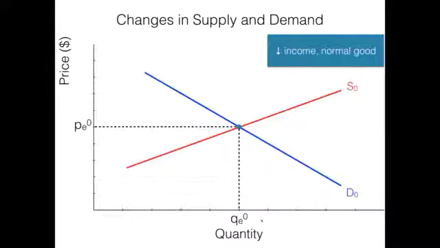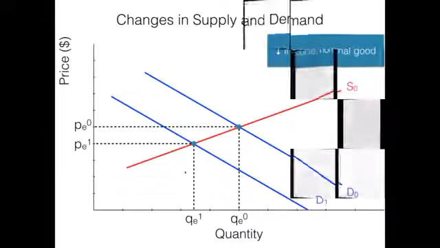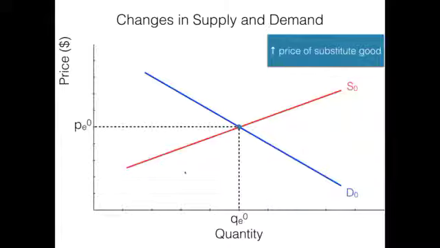If we have an opposite scenario where we have a decrease in income for a normal good, this will cause the demand curve to shift to the left. We will have a new equilibrium point, and as you see here, both the equilibrium price and the equilibrium quantity are decreasing.